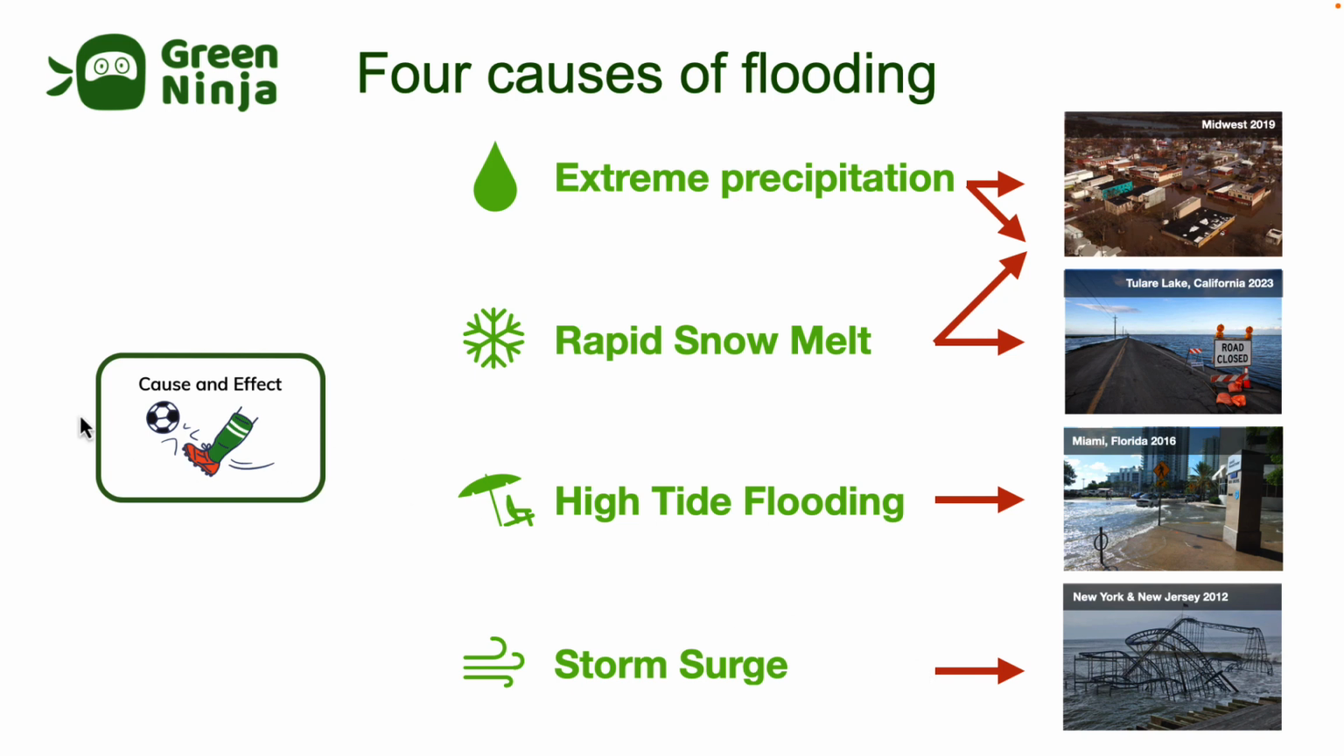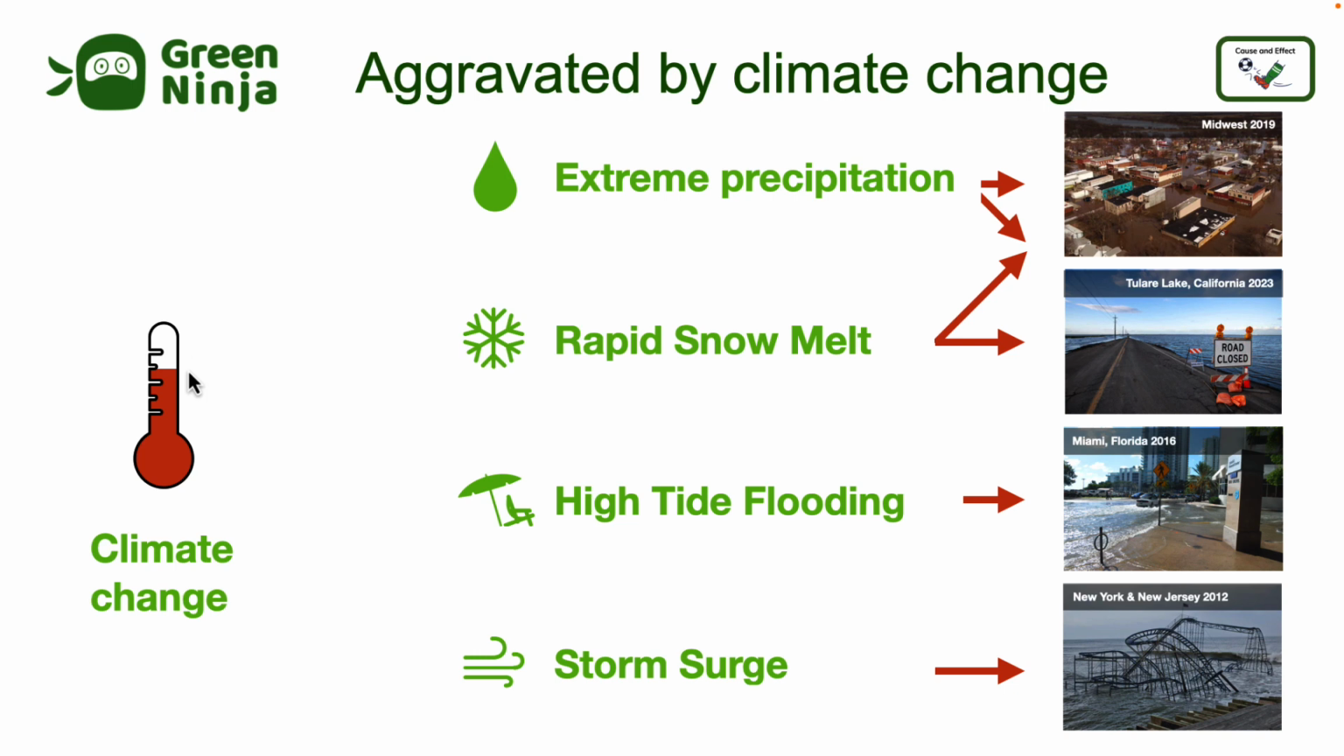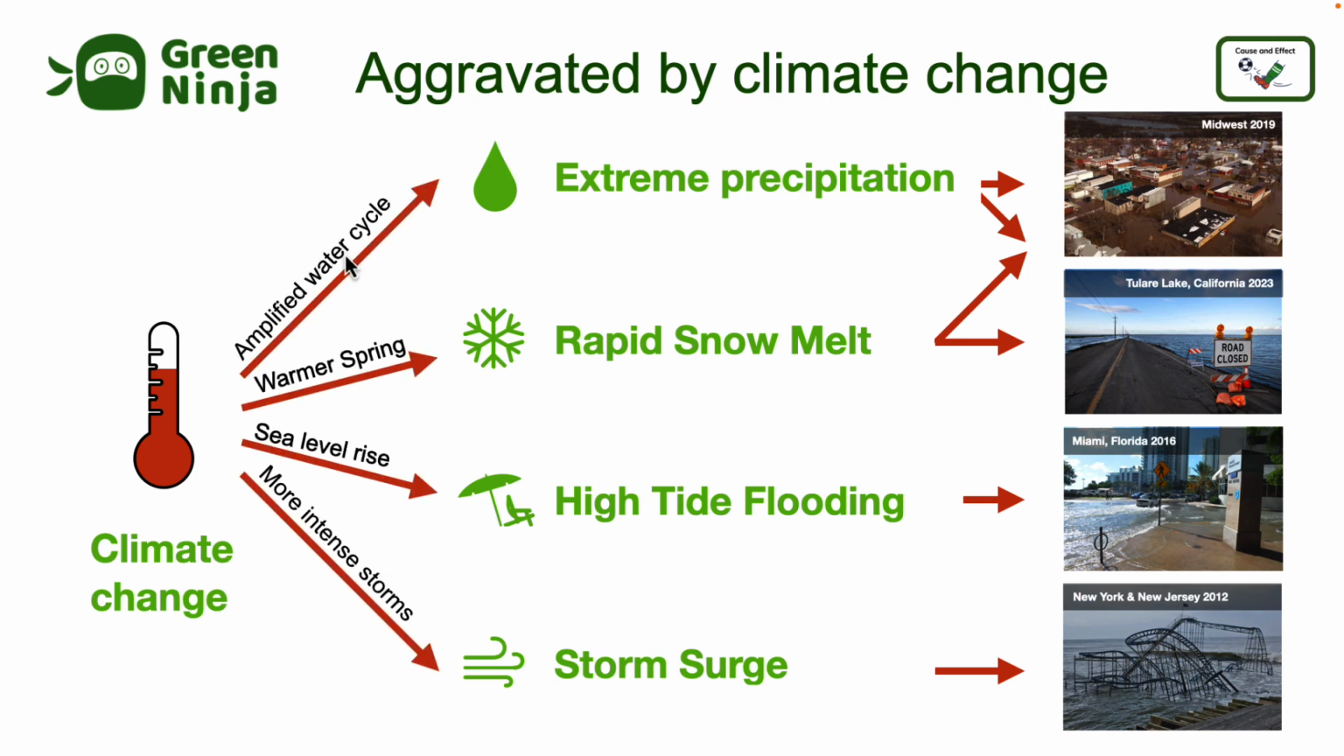So we've got one level of cause and effect, but we also want to look at another link in the chain of cause and effect. Climate change can aggravate all of these factors through an amplified water cycle, warmer springtime temperatures, thermal expansion causing sea level rise, and intensified storms.